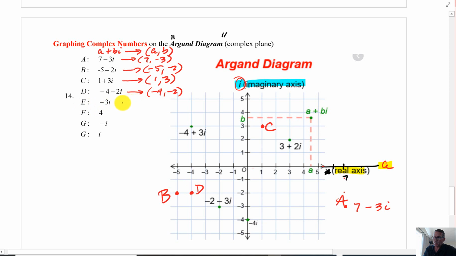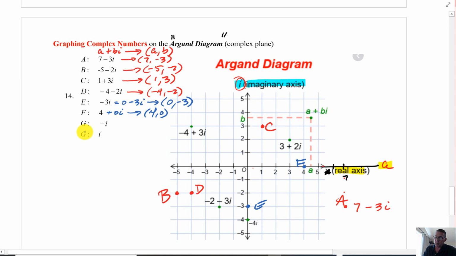Now, E is purely imaginary, so I can rewrite this as 0 minus 3i. I'm going to interpret this as 0 comma negative 3. So 0 comma negative 3 is right here, and that would be the location of E, which is just pure imaginary, so you're on the axis there. Now F is purely real. So this is 4 plus 0i. I'm going to interpret that as 4 comma 0. So you simply go right 4. You're on the real axis because it's purely real, and that's where F is.